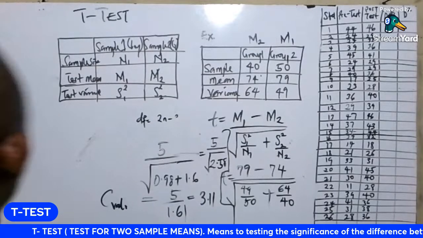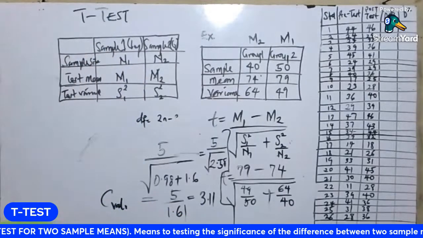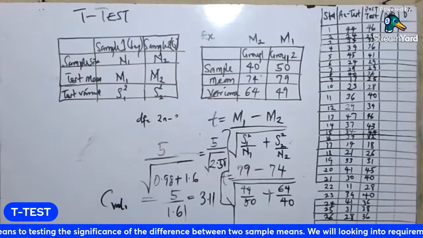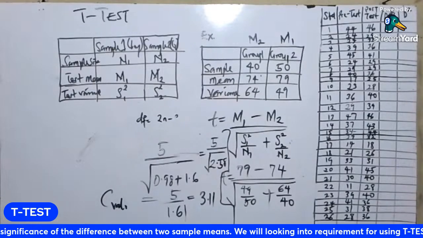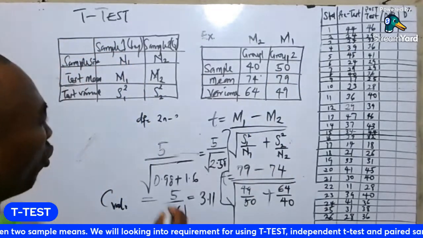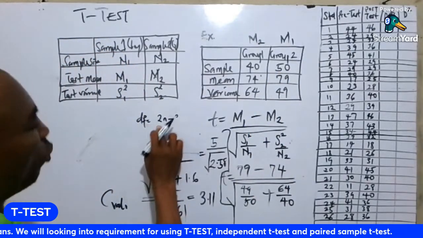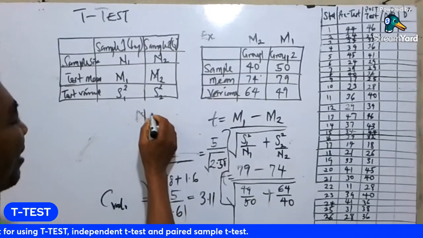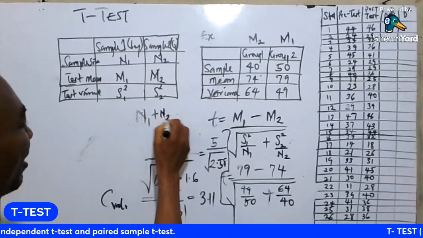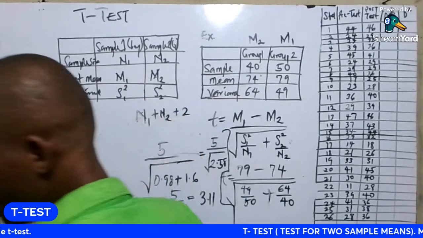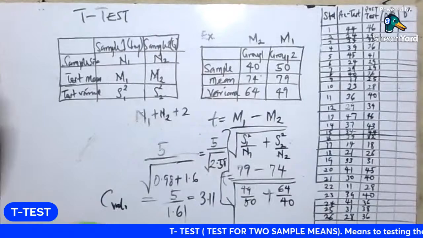So the next thing now is for me to go and look for my degree of freedom. And don't forget that in this place, because this sample size is more than 30, my degree of freedom is not going to be 2n minus 1. It will be the first sample plus the second one, plus what? Plus 2. Yes, I think I'm right.